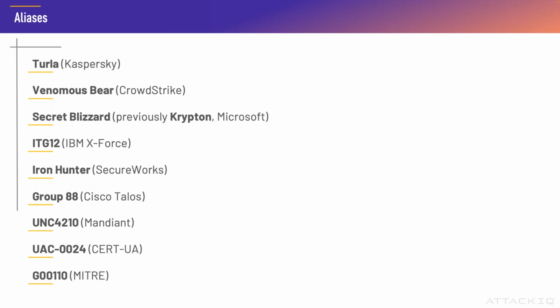The other ones I think are Waterbug by Symantec, Maker's Mark by ESET. I think there are a few others by Recorded Future and Bitdefender. But yes, they have lots of names. Even CERT Ukraine, who go by UAC-0024, Mandiant as well. So lots of different aliases, lots of different campaigns, and lots of different reporting by these various vendors over the years.